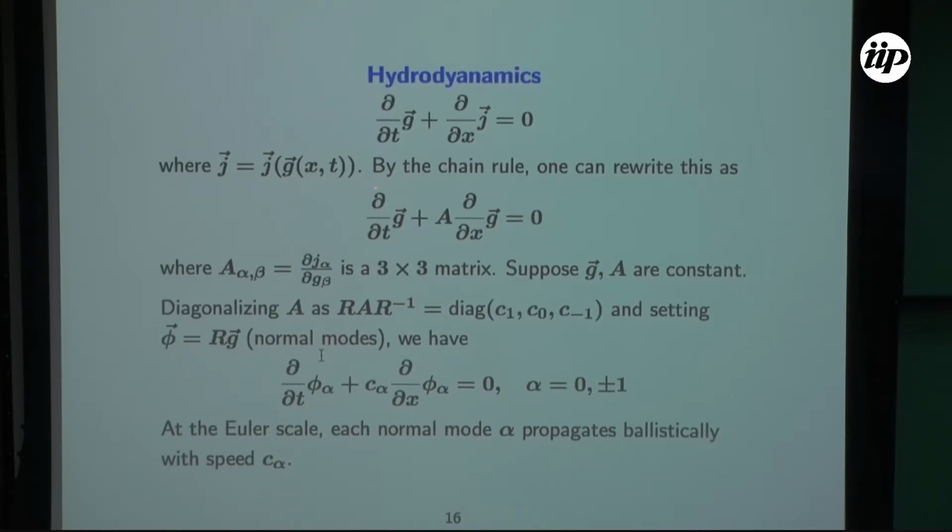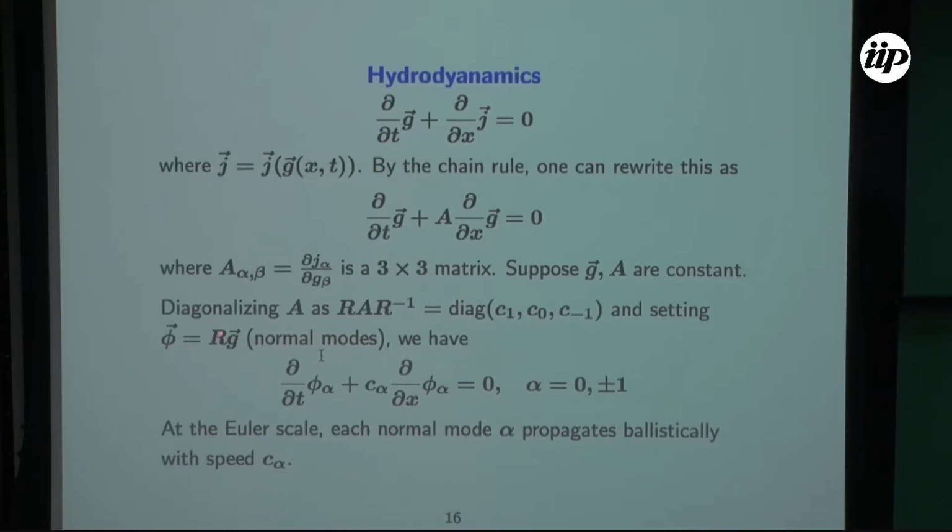Now, by the simple chain rule, one can rewrite this equation in this way, where A is a 3×3 matrix, which is defined this way. Suppose the situation in which the densities are basically constant. In this case, A is also a constant matrix. And then we can try to diagonalize this 3×3 matrix. The eigenvalues are denoted by c, 0, -c.